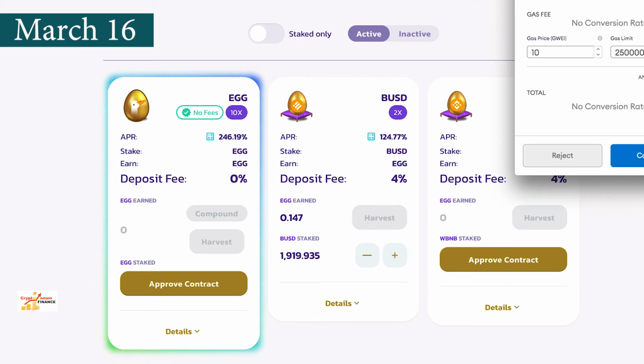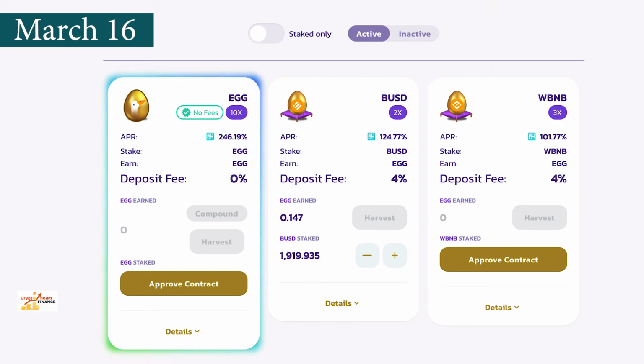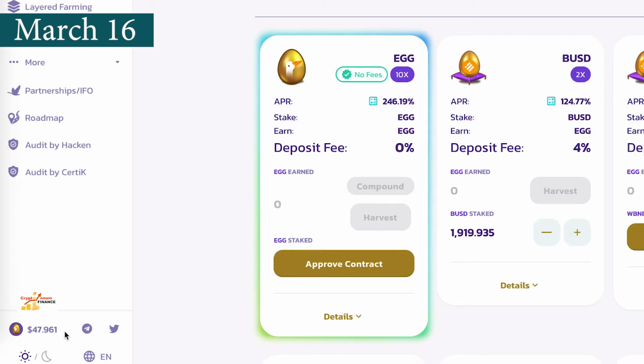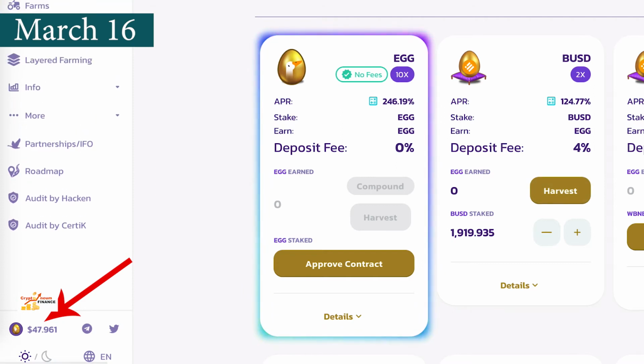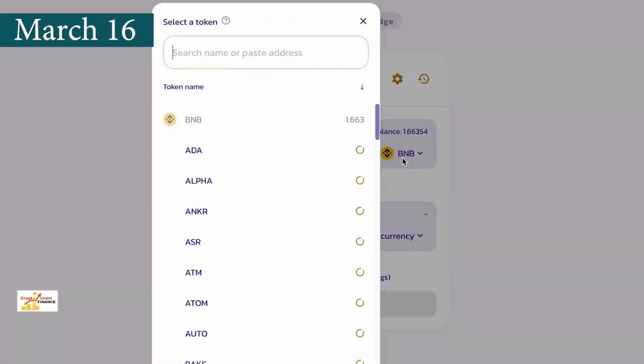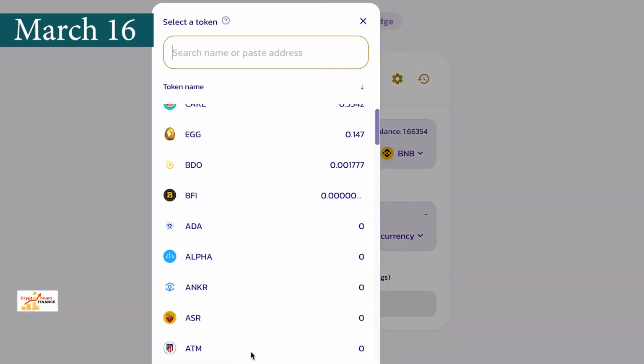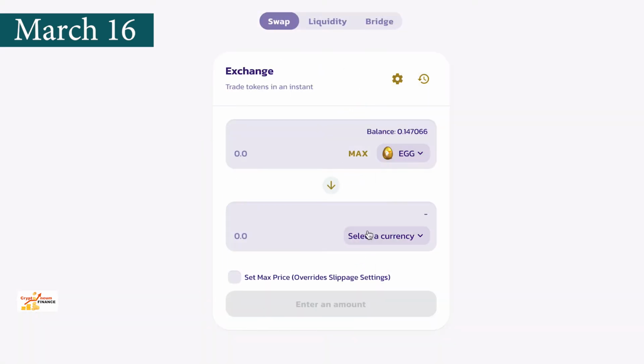It's going to charge me a fee again, so I'll just go ahead and click confirm on that. And you can see that the price of egg has actually dropped quite dramatically. So I'm not so sure how much I will get today, but I'm sure it's going to be a lot less as compared to the previous times.